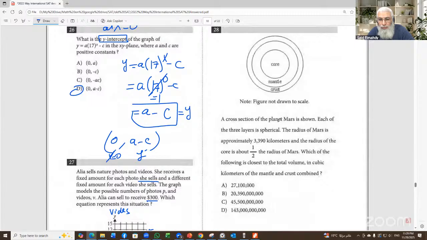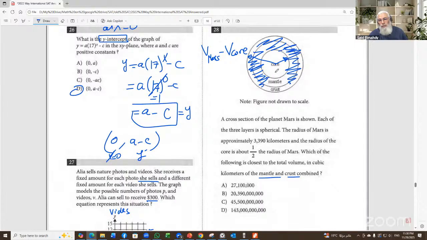A cross-section of the planet Mars is shown. Each of the three layers is spherical. The radius of Mars is approximately 3,390 kilometers, and the radius of the core is about 1/2 the radius of Mars. Which of the following is closest to the total volume in cubic kilometers of the mantle and crust? So we need to find the volume of Mars minus the volume of the core, because the volume of mantle and crust is the difference between the whole planet and the core.